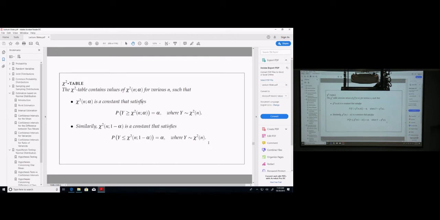All right. So the chi-square table consists of values of chi-square. And now you have many tables for different n. You need a table for n equal to 1. You need a table for n equal to 2, and so on and so forth.